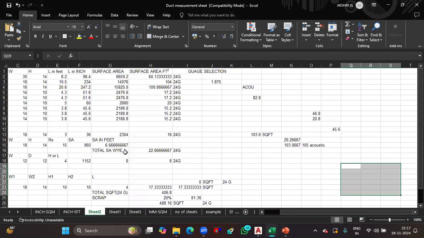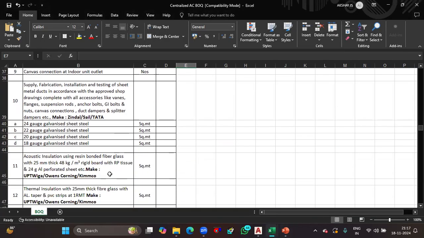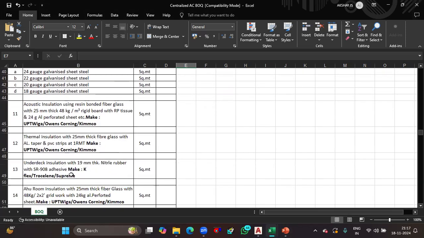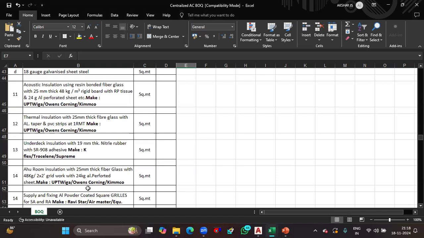Okay. And down the line, you can see the acoustic insulation and where you need to purchase the acoustic insulation, and similarly the under deck insulation, AHU room wall insulation, which is meant to be the acoustic itself, guys. They've already provided the glass wool. That means for acoustic wall insulation, especially for AHU rooms, you need to provide fiberglass. The other items are here: underdeck insulation, you can see nitrile rubber with a certain thickness, including the adhesive.